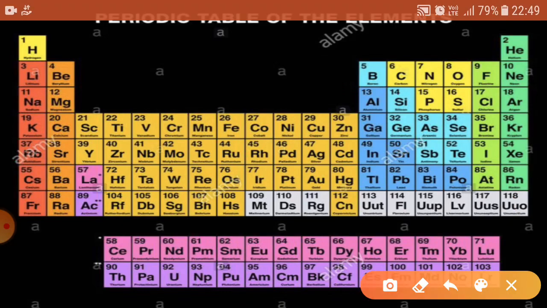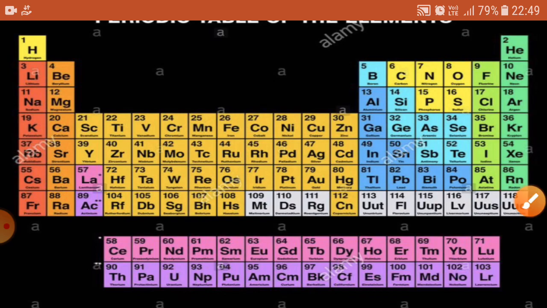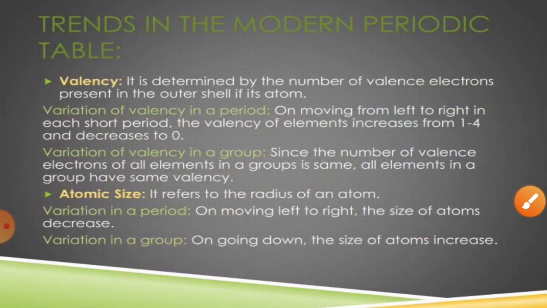And here, for group number 13 to group number 17, some important names are given to these groups. Group number 15 is known as the nitrogen family, group number 16 is known as the chalcogens, and group number 17 is known as the halogens. So basically we will study the trends in the modern periodic table.